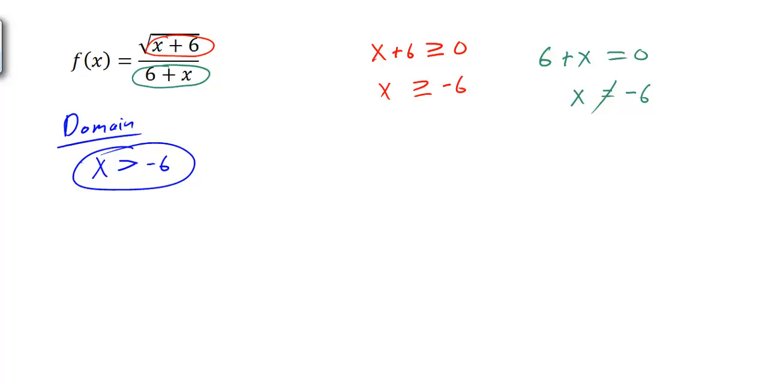So therefore the domain is going to be x has to be strictly greater than negative 6. Or once again with the notation, we could write this as parentheses negative 6 to infinity. All right, so be very careful here. The square root is greater than or equal to negative 6, but because of the denominator, x cannot be equal to negative 6.